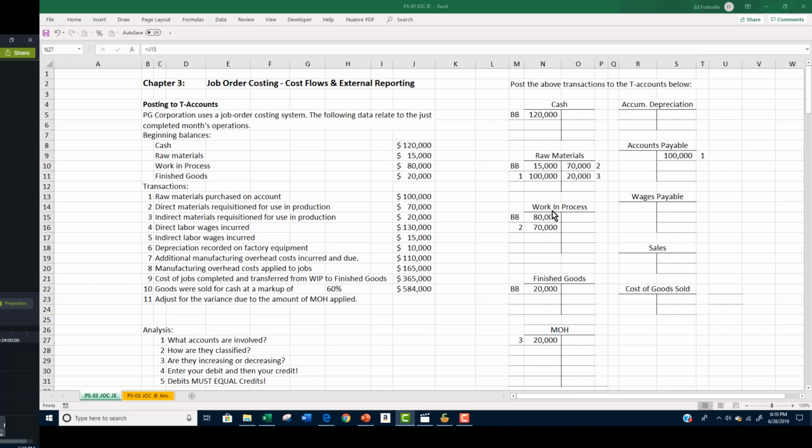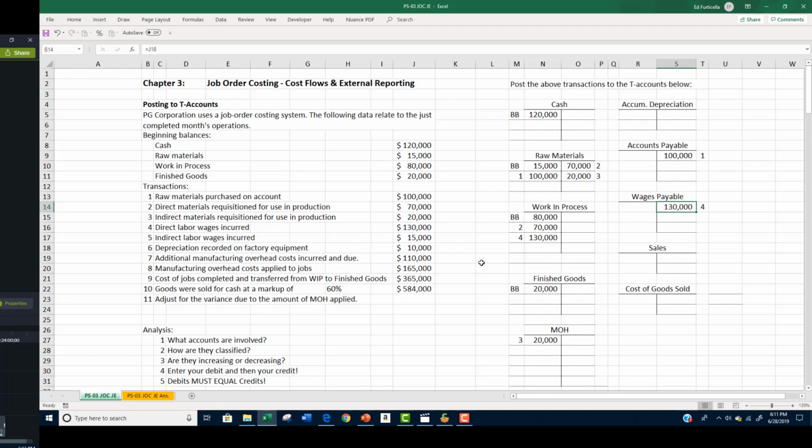So for this transaction, enter number 4 first, and then debit work in process for $130,000. Now go over to wages payable, enter number 4, and credit it for $130,000. Debits equal credits.